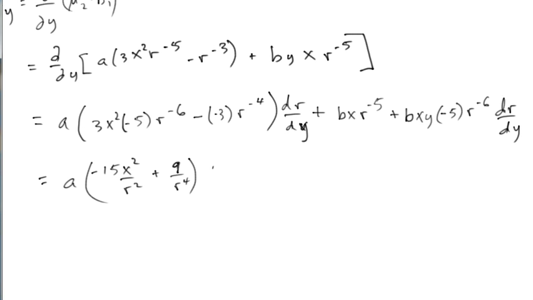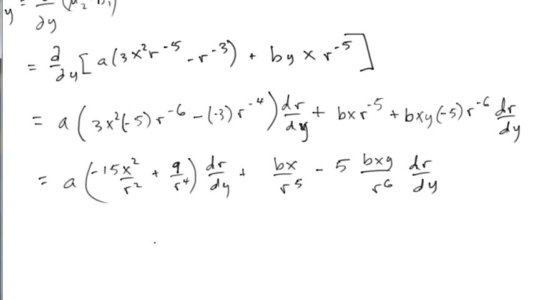All times dr by dy, plus bx over r to the 5th, plus minus 5, minus 5 bxy over r to the 6 dr by dy.